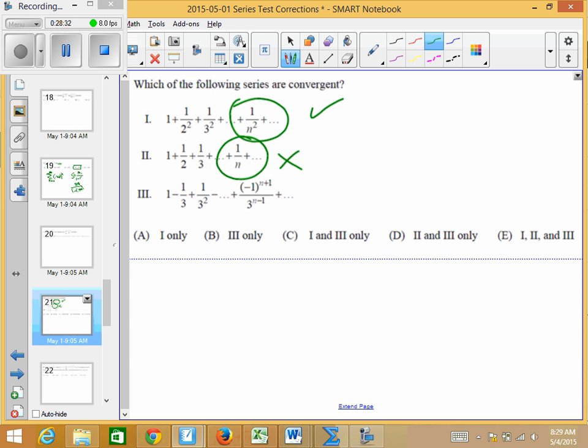This one is a little different. Alternating, that's a good sign. So if n gets really big, it's something that's close to 0. That means it converges. Oh, 1 and 3. So 1 and 2 is the answer for this one.